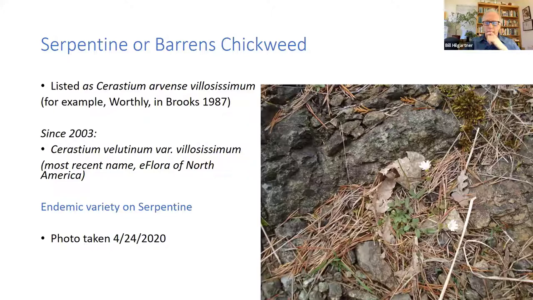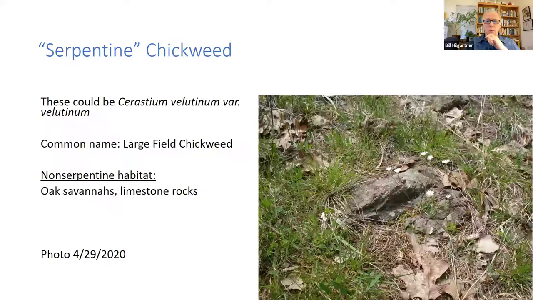There is a problem, though. I'm having trouble figuring out if we have this one or both. This one is also called a serpentine chickweed, but it's variety velutinum. The common name is large field chickweed, and as you can see, this is not an endemic. This is found on oak savannas and limestone rocks. So I'm going to need to pursue that more, to nail down whether we have just the serpentine endemic, or the large field chickweed, or both on Bare Hills.